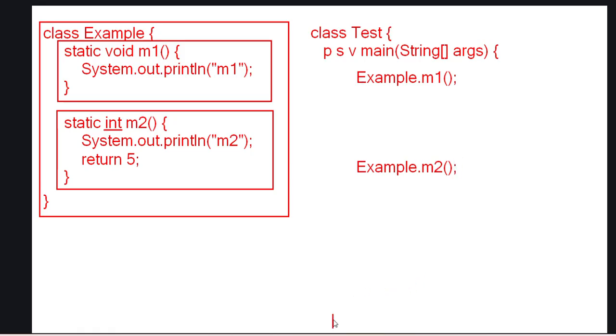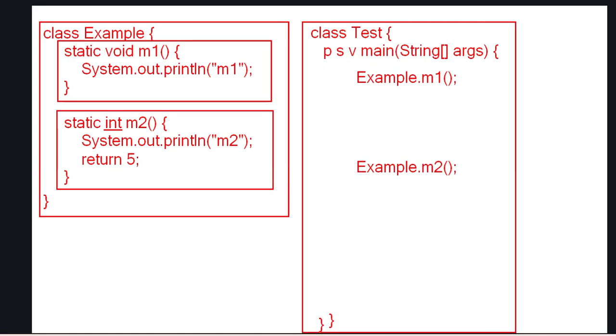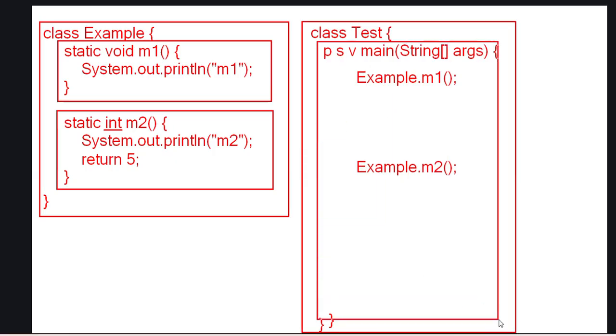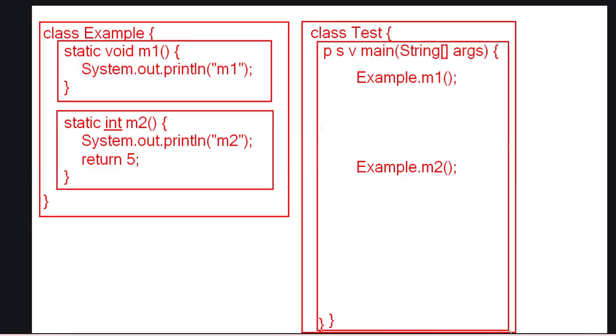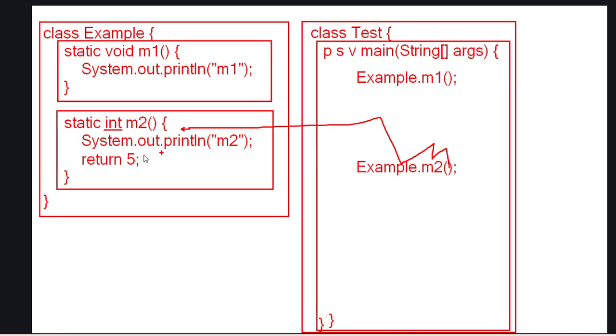Everyone tell me, is it now compiled or not compiled? Everyone should answer. Compiled or not compiled? If you say compiled, why compiled? If you say not compiled, why not compiled? Some reason you have to tell. Simple. What is the problem, sir? Search for a no-parameter m2 method in the Example class, it is available. So compiled, executed, m2 executed, return 5.